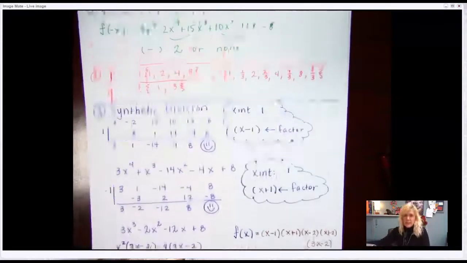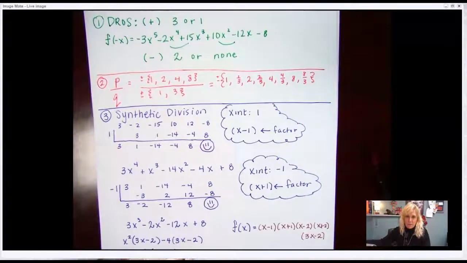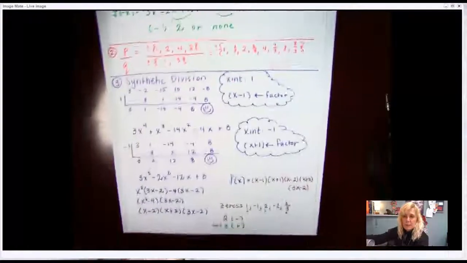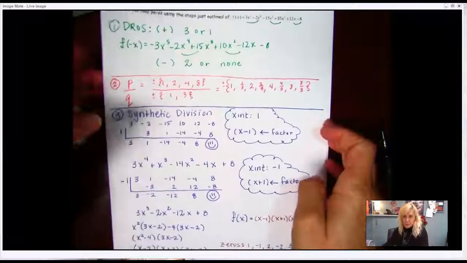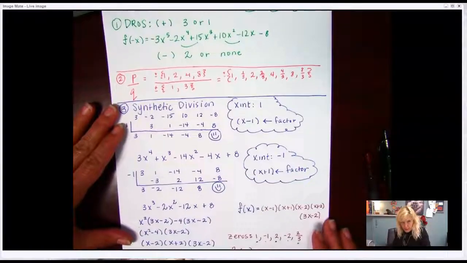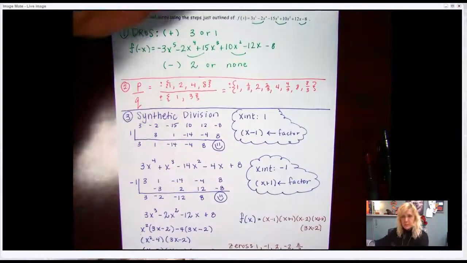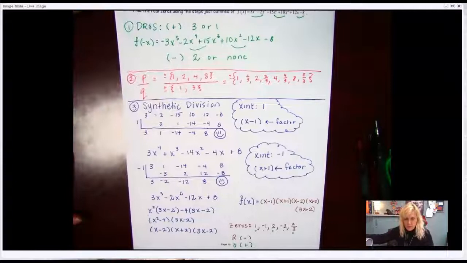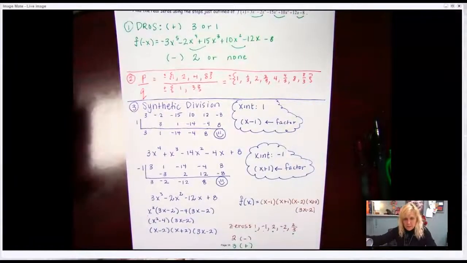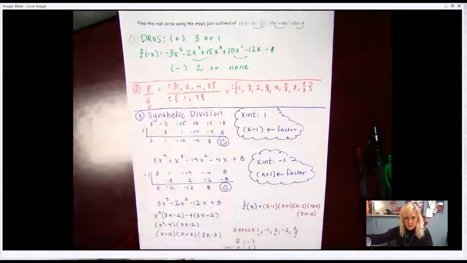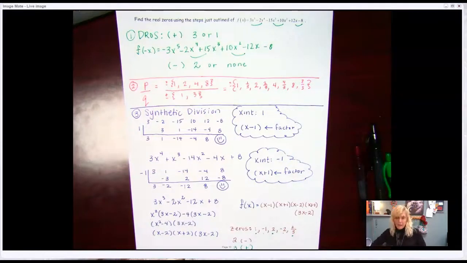And that is how you are going to solve and find all the possible real zeros for a polynomial. I just want to zoom out because I want you to see all of this work at once. And that's it. I think that what I'm going to do is box in my answer.